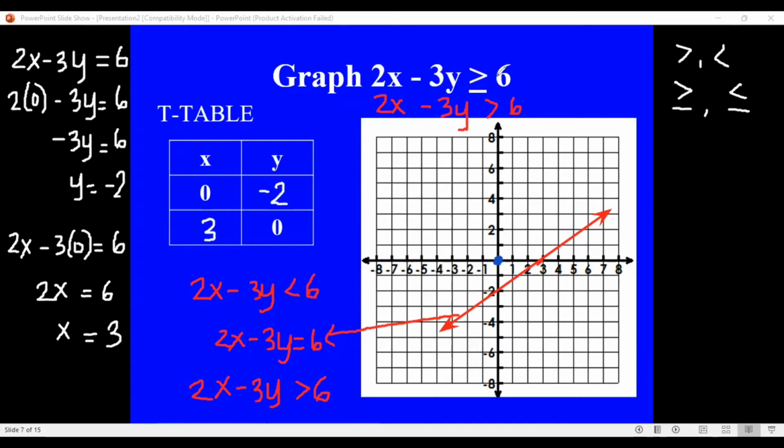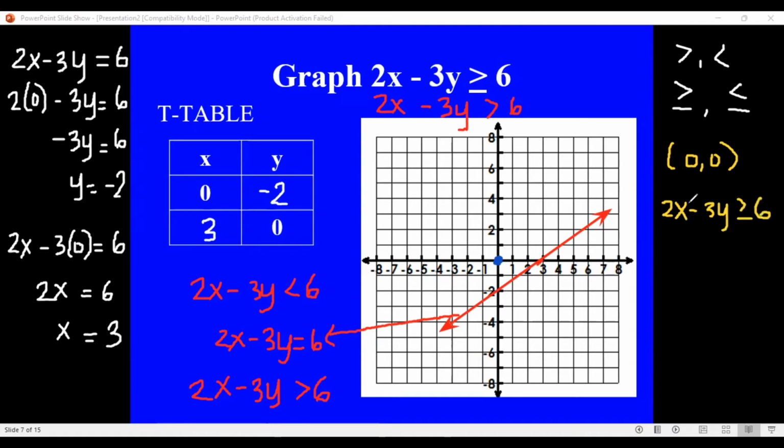Okay, so we are now choosing the point of origin, which is now our 0, 0. And for us to test whether your point of origin is part of the solution, what are we going to do with that? Again, we go back to the original inequality given. So we have now 2x minus 3y is greater than or equal to 6.